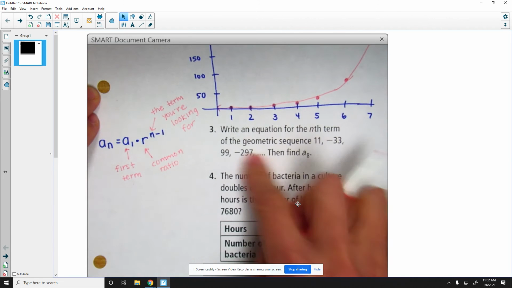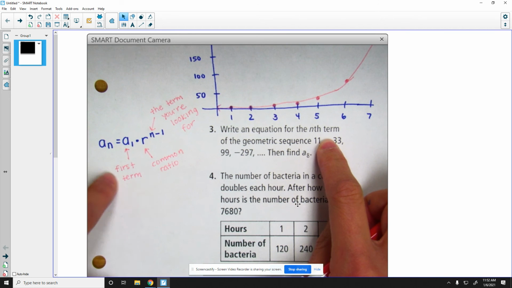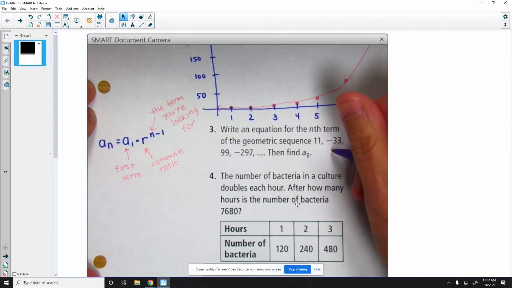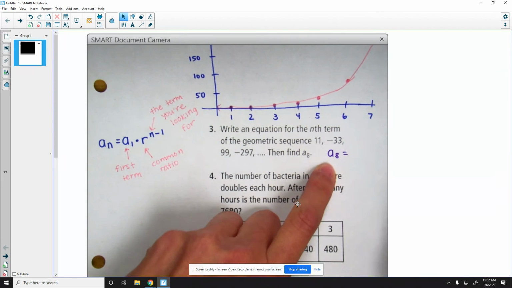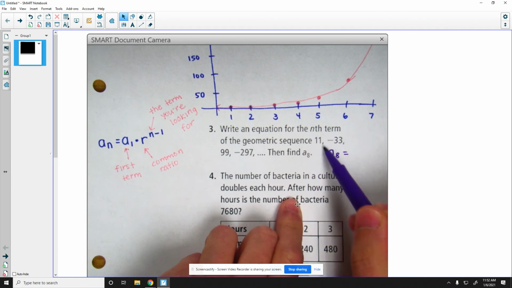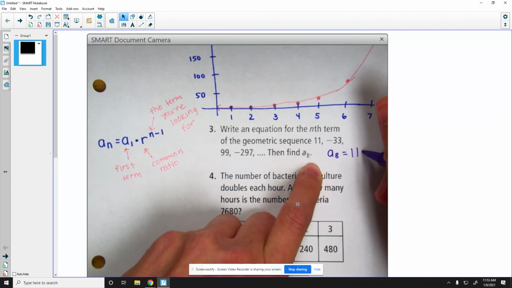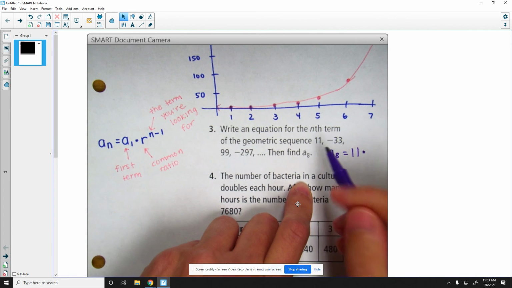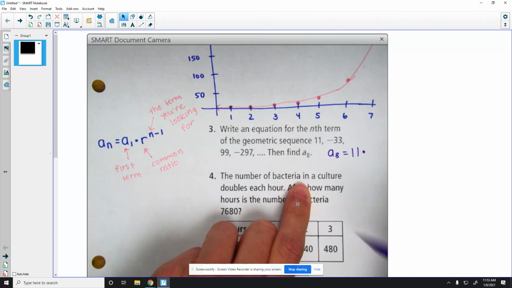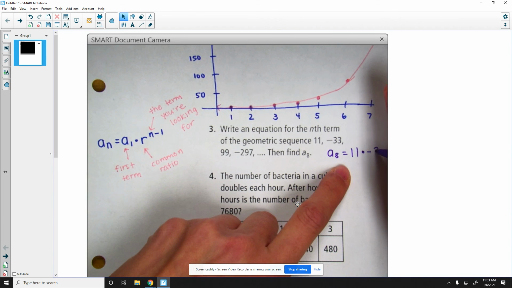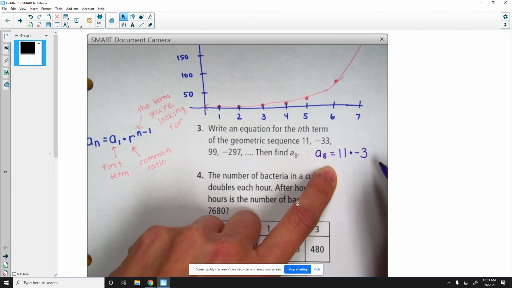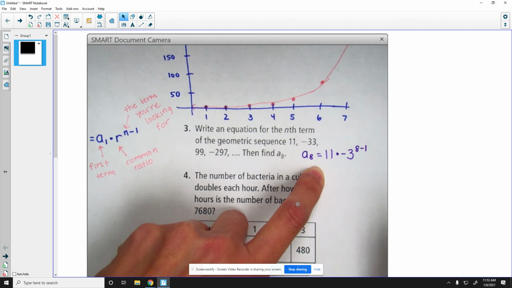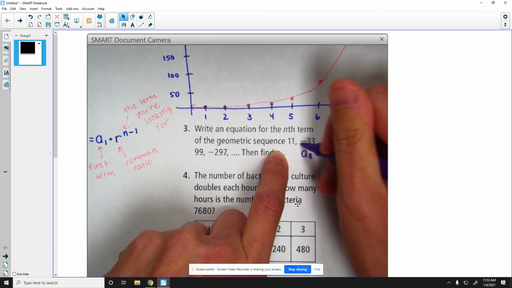Okay, so let's change this sequence into an equation. So I have A sub 8, because it's asking me to find the 8th one. So A sub 8 equals A1, first term, what is it? 11 times R. R is your common ratio, your multiply pattern. So what number is the multiply pattern? -3, because you're timesing everything by -3. To the n minus 1. So what number was the n? What number am I looking for? 8 minus 1. Good. So that's the equation. That's the first part of the answer.